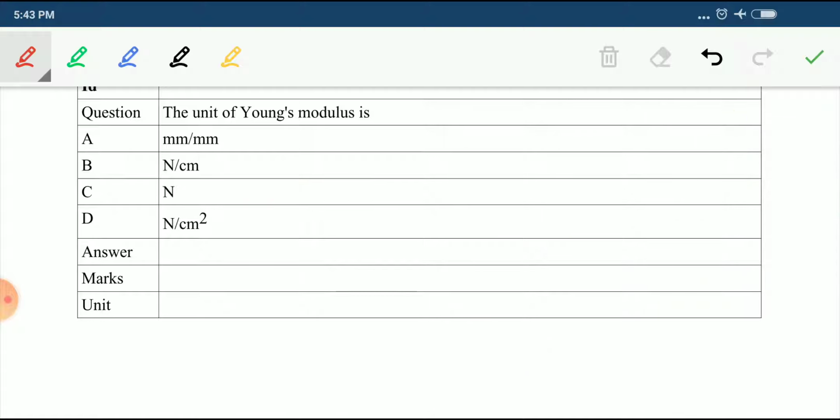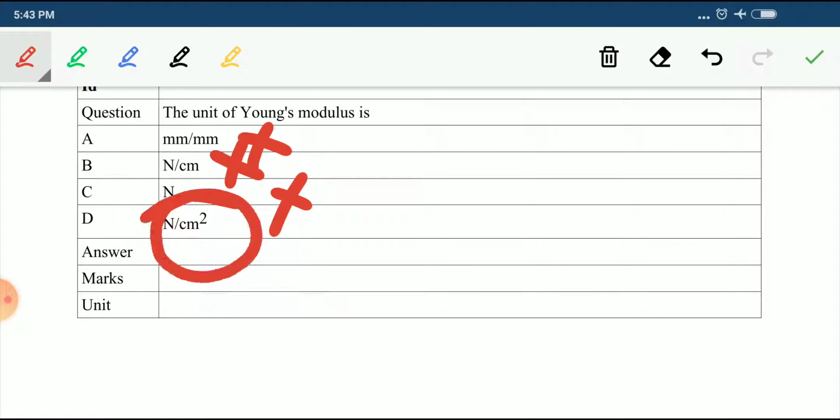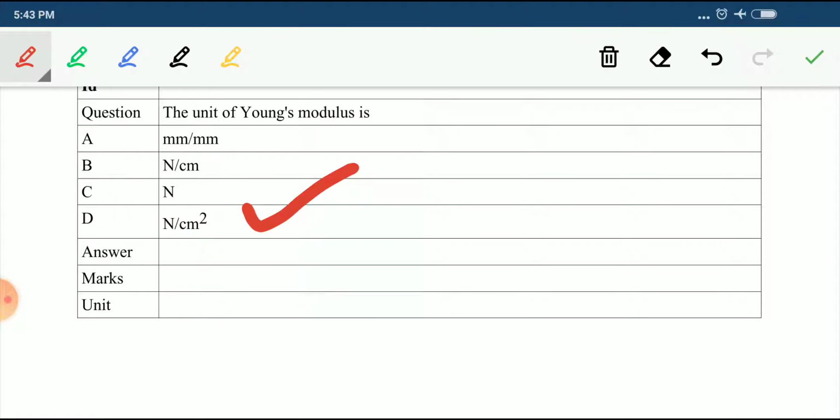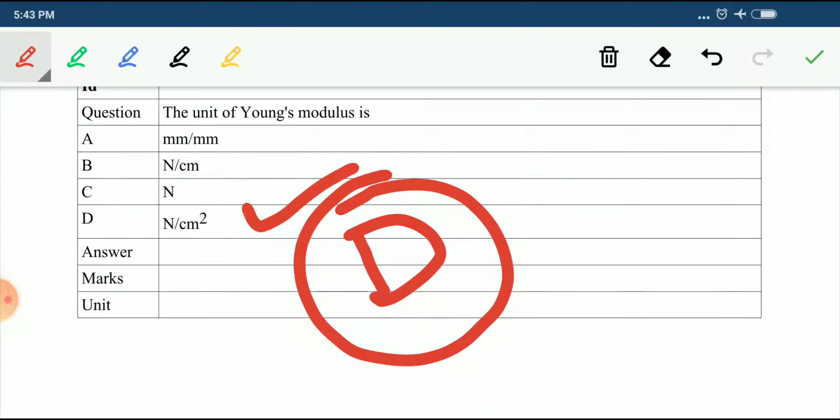The first one is no. Second one is also no. Third one is also no. And what is the answer? The fourth answer, D, will be correct. D is the correct answer for this question.